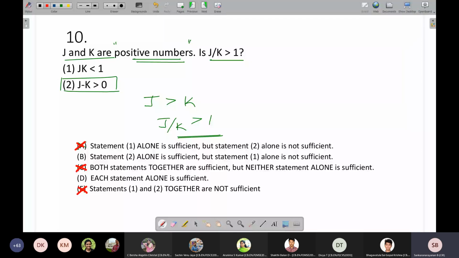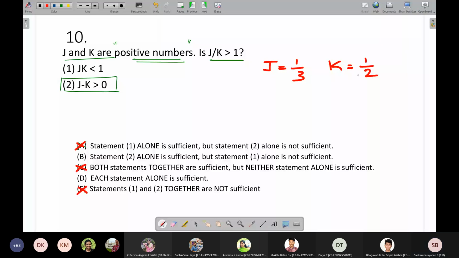Now when we consider jk less than 1, actually I can see that that is not sufficient to answer the question. I'll tell you why. jk less than 1, let me say j is equal to 1 by 3, k is equal to 1 by 2. j and k are positive numbers. You can see jk is less than 1. But in this case, j is indeed less than k. So when I consider the value j by k, I can see that j upon k is less than 1 in this case.